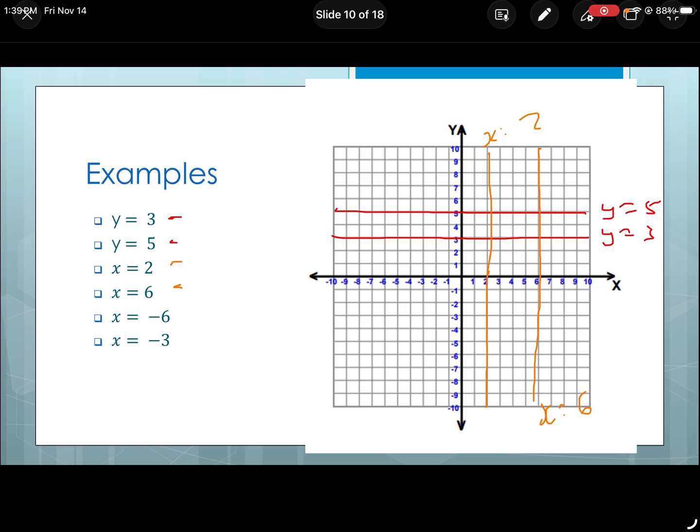One last one, because I don't want to keep going. What about x is negative 6? Oh no, it's negative. Does that change? No, it doesn't. No one cares. X equals negative 6, go to x, go to negative 6, put a line through it, and you win the day. That's it, x equals negative 6, done.